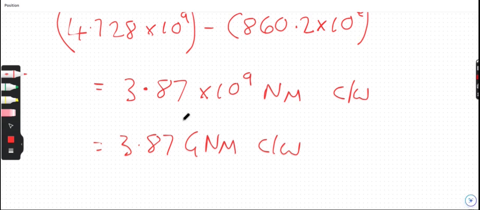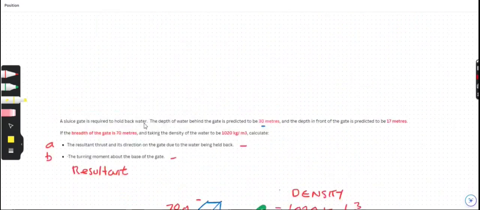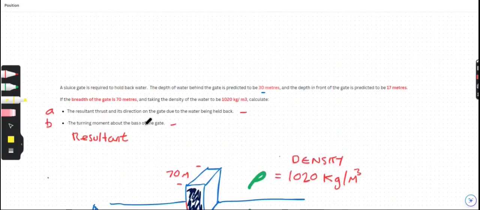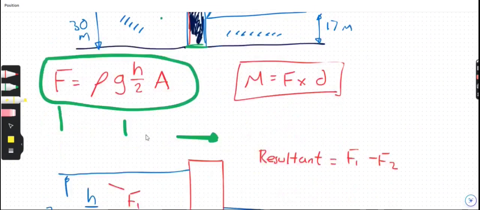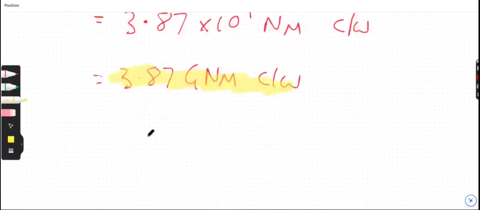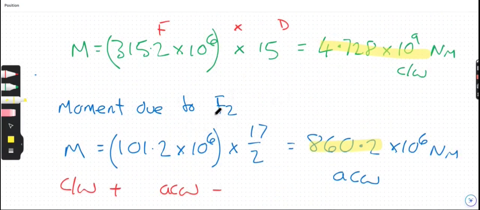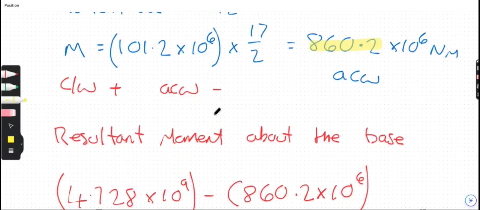Okay, that's the resultant moment. Everyone's a winner. That's the answer. Quite big. It's massive, isn't it? Water pressure, quite a lot. So that's it. We've done the resultant thrust, the resultant force and its direction, and the resultant turning moment about the base. Part A, part B, all done. You can do it quicker. You can just put the calculations into your calculator rather than do it step by step.